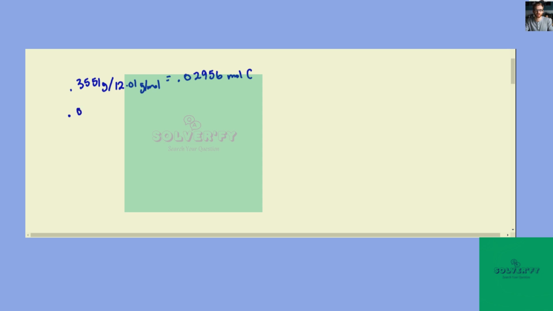Then we have hydrogen, 0.0477 divided by 1.01 gives me 0.0472 moles of hydrogen. Next up is oxygen, 0.3785 divided by 16 gives us 0.0366.